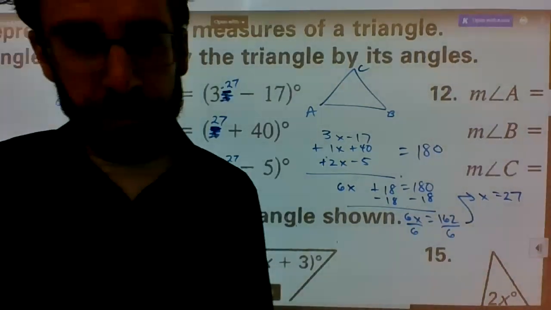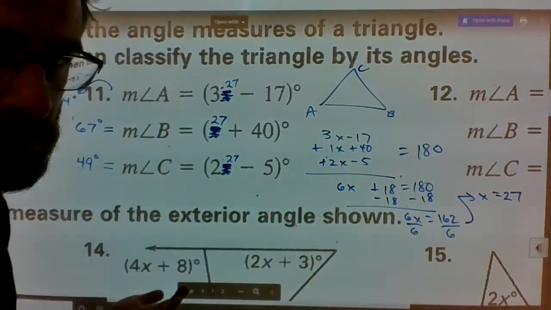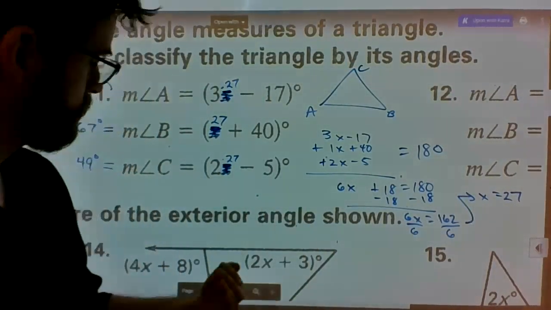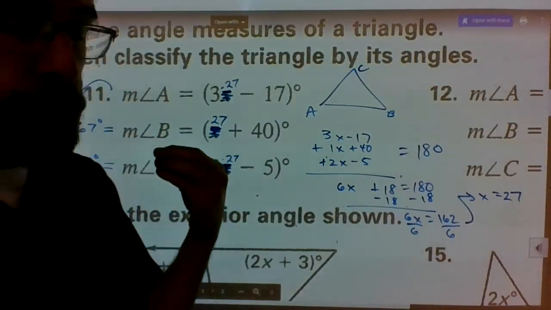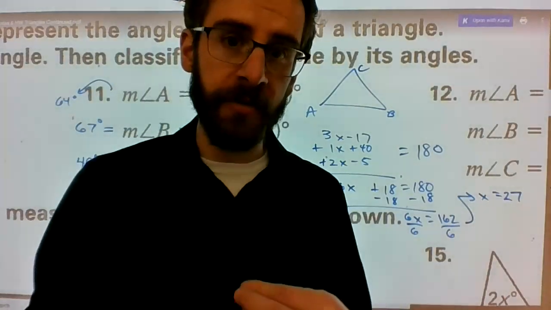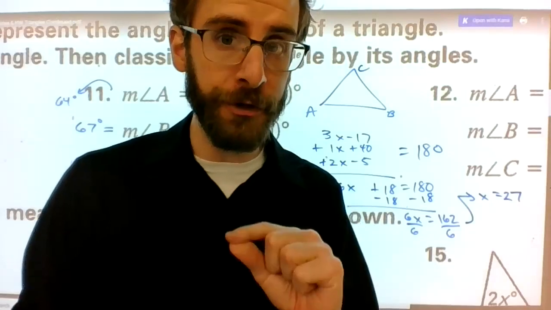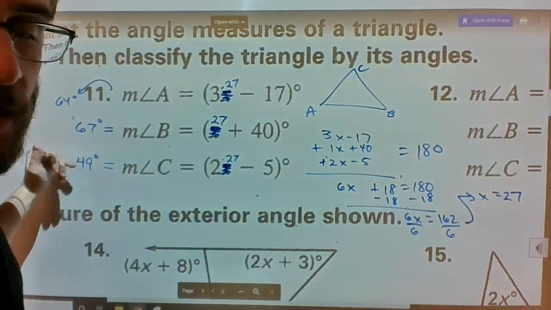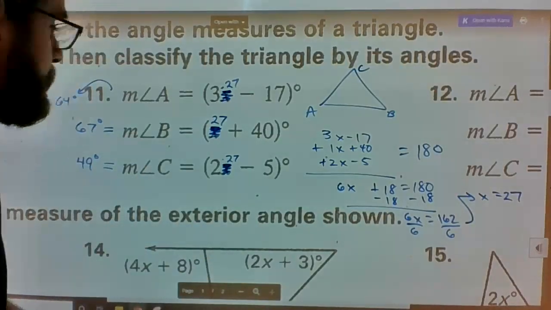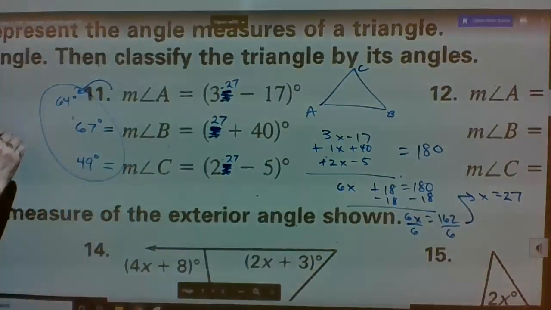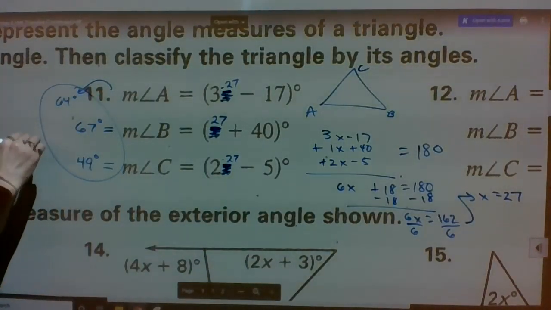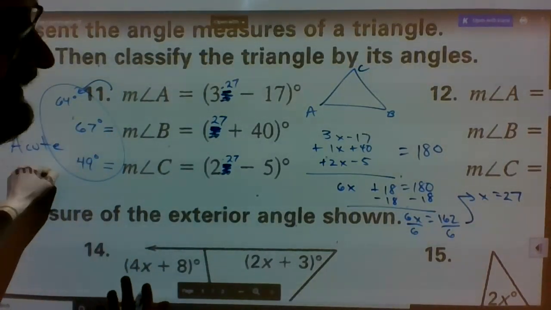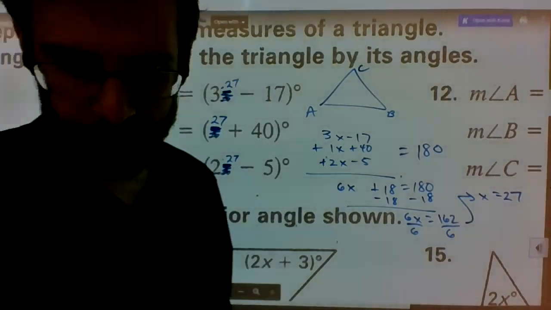Would you call that a right triangle? No, because there's no 90-degree angle. Would you call it an obtuse triangle? No, because it doesn't have an angle that's greater than 90 degrees. It's an acute triangle because all 3 angles are less than 90 degrees. So make sure you answer both questions, not just the angle measures, but actually name it. Following directions, it's important.